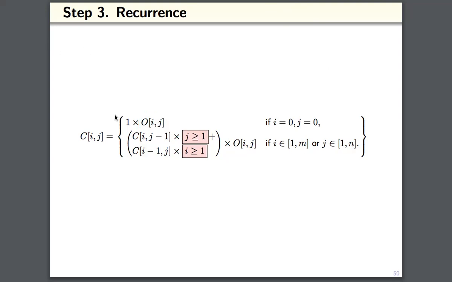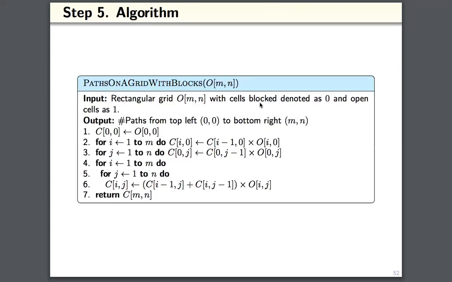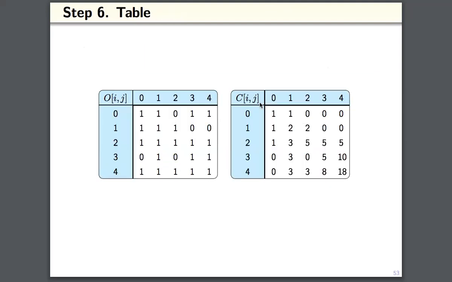Anyway, that's your recurrence. The dependency will remain the same. Algorithm, what's the change? Just multiply by that O of ij cell everywhere. Done. Here the input also includes the O matrix, and everything else remains the same. Complexity also remains the same.